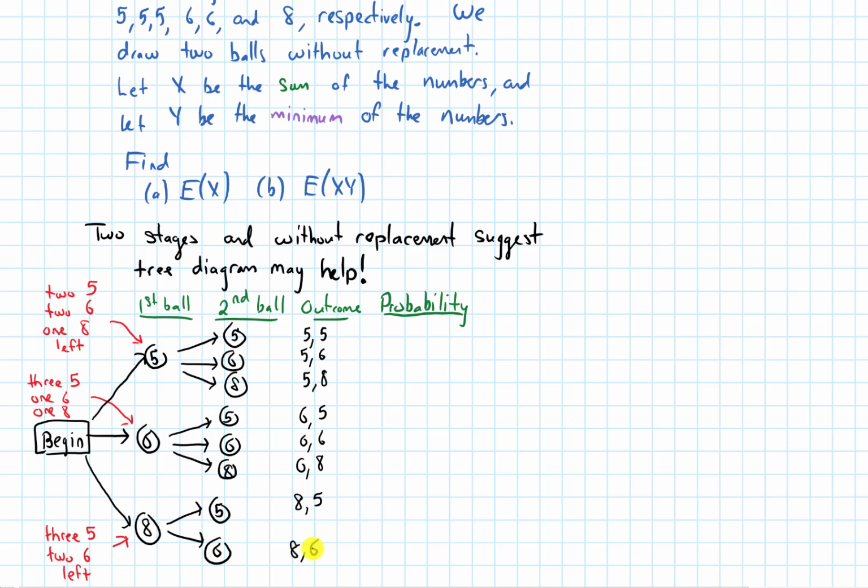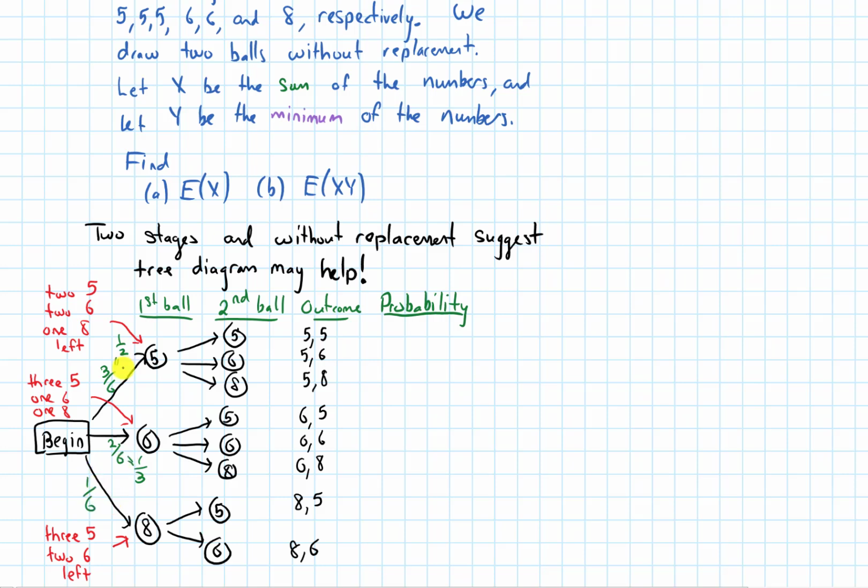Now let's label some probabilities here. So the probability of picking a 5 initially for the first ball, well, there's 3 5s out of 6 total balls. So that gives us 3 over 6. And we could simplify that. That becomes 1/2. The probability of picking a 6 would be, well, there's 2 6s. So we'd get 2 over 6, which simplifies to 1/3. And then the probability of picking an 8 is 1 over 6.